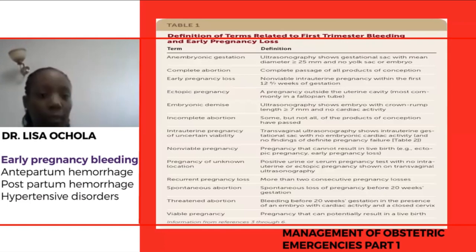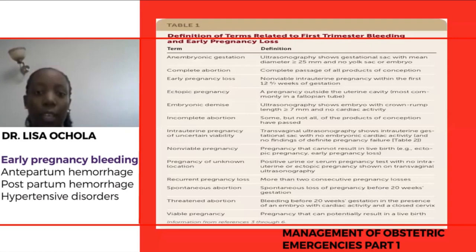An intrauterine pregnancy of uncertain viability, like I said, there are certain cutoffs during ultrasound that help to tell us if the gestational sac is more than 25 millimeters and you don't see any yolk sac or embryo, then you can definitively say that that's a blighted ovum. Or if the crown rump length is more than 7 millimeters and there's no cardiac activity, then you can definitely say that's a missed miscarriage. But there are cases where the mean sac diameter is less than 25 millimeters or the crown rump length is less than 7 millimeters, and you can't call it a non-viable pregnancy, for example. And in such patients, we send them for follow-up scans later on.